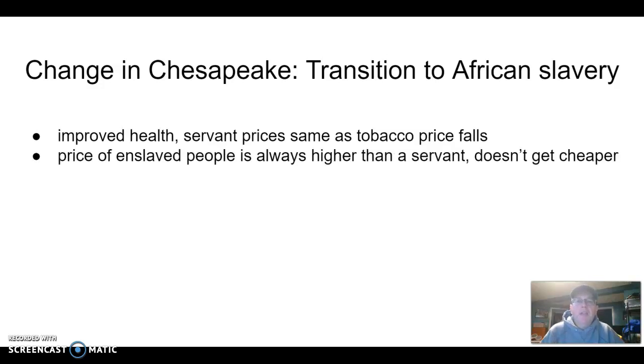And I want to contextualize this because this has come up. I see it on tests sometimes, so don't write this on the AP exam. But when white people turn more towards buying African slaves, it's not because buying a person is cheaper. It's never cheaper to buy a slave than to have an indentured servant. It's always more expensive by a lot. So that would be a very deceptive thing. Say, people turned to slavery because it was cheaper.